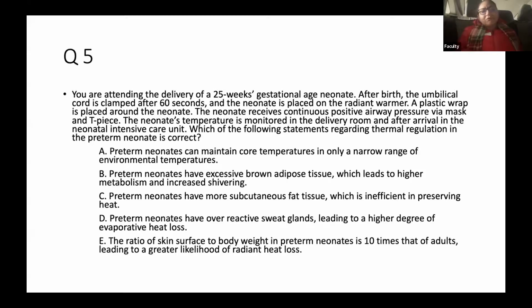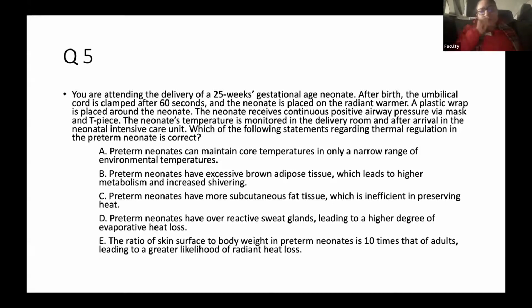You are attending a delivery of a 25-week gestational age neonate. After birth, the umbilical cord is clamped after 60 seconds, and the neonate is placed on the radiant warmer. A plastic wrap is placed around the neonate. The neonate receives continuous positive airway pressure via mask and T-piece, and the temperature is monitored in the delivery room and after arrival in the neonatal intensive care unit. Which of the following statements regarding thermal regulation in the preterm neonate is correct?